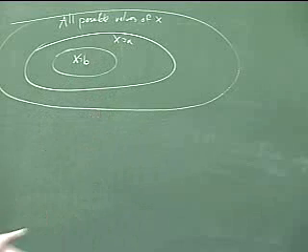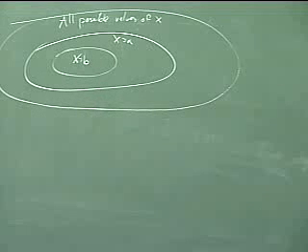Right? So the probability that x is greater than b and x is greater than a equals the probability that x is greater than b.